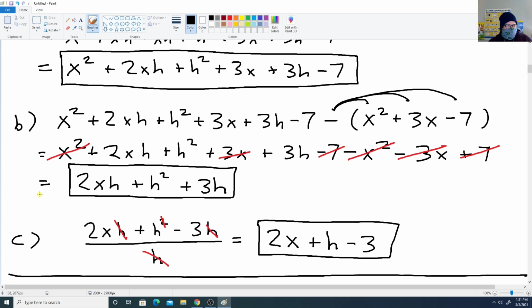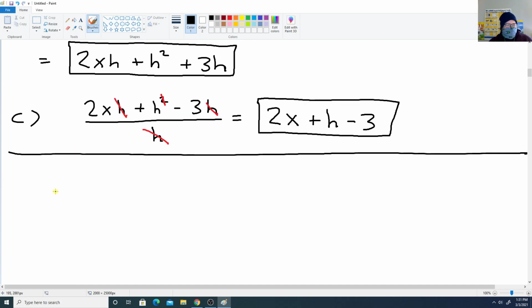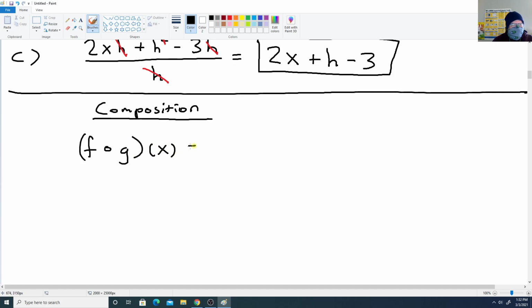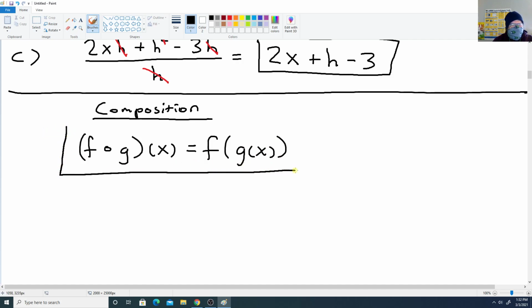So we're going to move on to function composition. And we're going to spend the rest of the time looking at function composition. So what function composition says is if you have the expression f composed of g of x, that is equal to the function f evaluated at the function g of x. And this will be our equation that we're going to be using for the next little bit here.